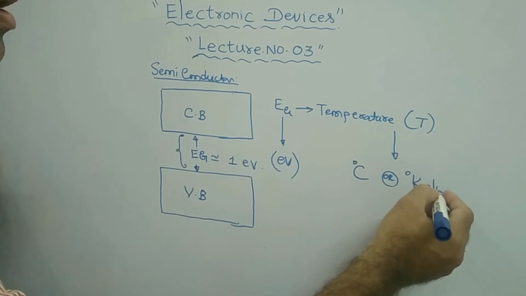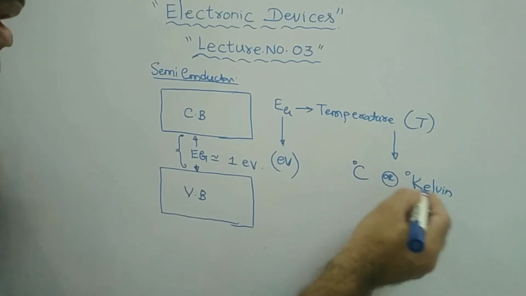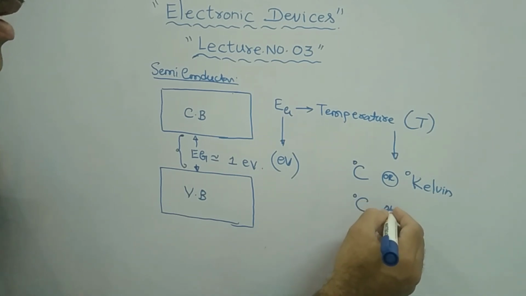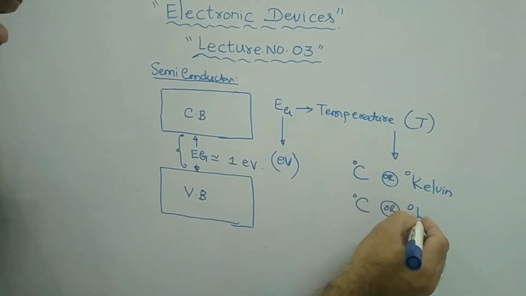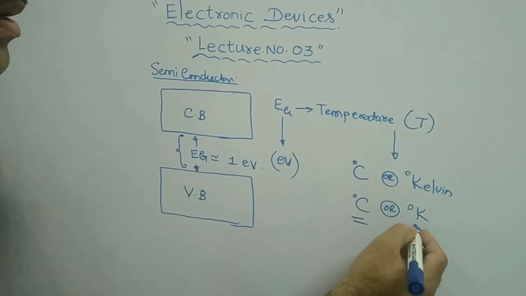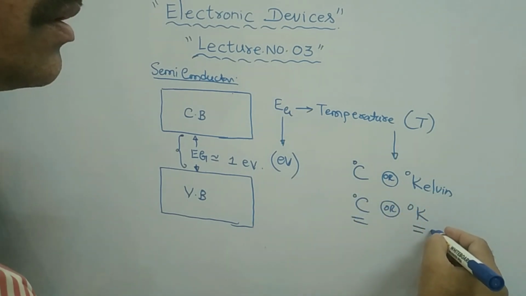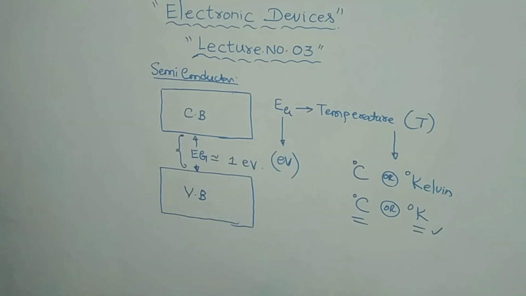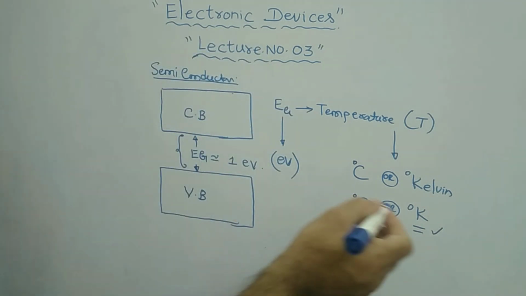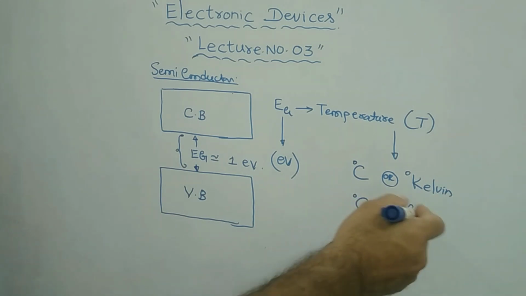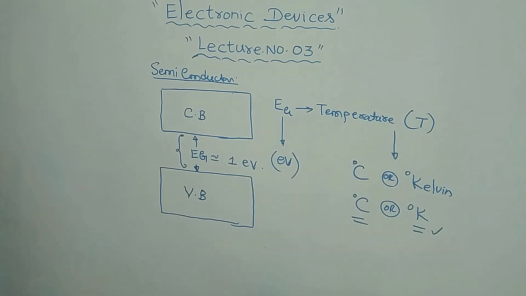Degree Kelvin, or in short you can simply write K. Degree centigrade or degree Kelvin, degree K. Most of the time we will use degree Kelvin only. Wherever the temperature is required to be mentioned, as far as our subject is concerned, degree Kelvin will be widely used. Degree Kelvin will be considered, right?